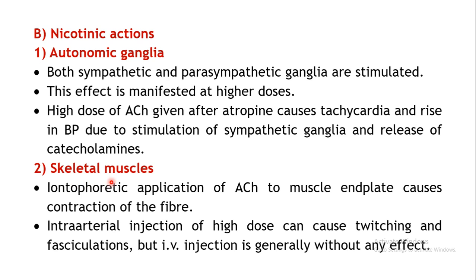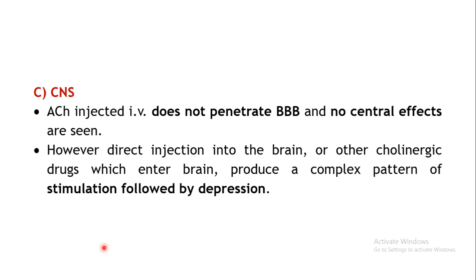Then skeletal muscles which contain NM receptor. So application of this ACH to the muscle end plate will result in contractions of the fibers. Whereas the intra-arterial injection of high doses will result in twitching and fasciculations. That is the persistent contractions, or alternating contractions and relaxations may take place. Then the CNS effects. As we have seen, these are unclassified, they are discussed separately.